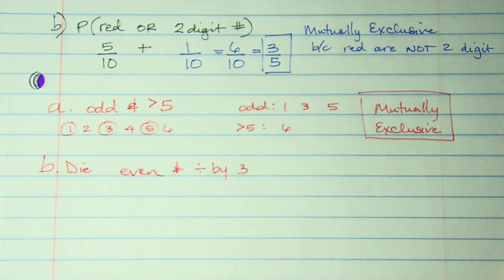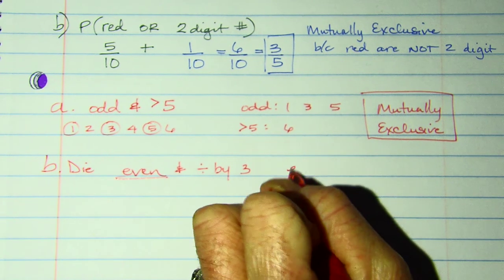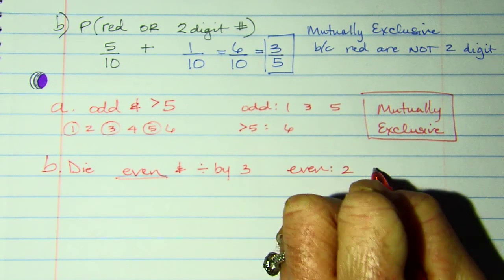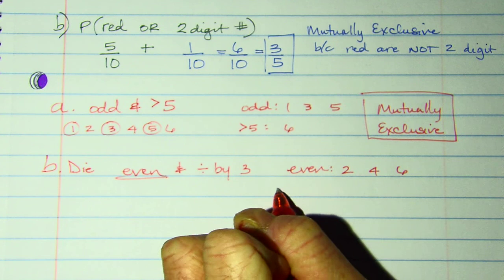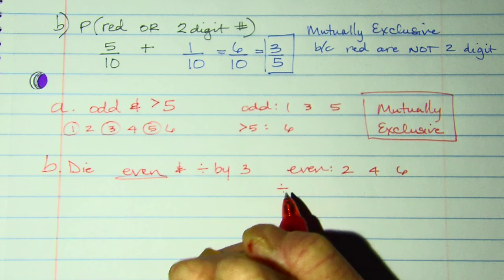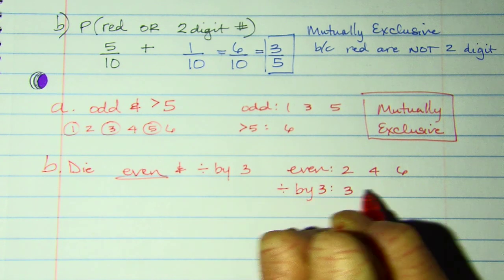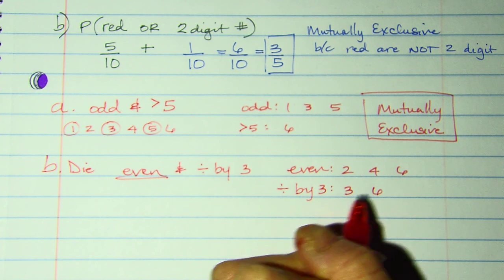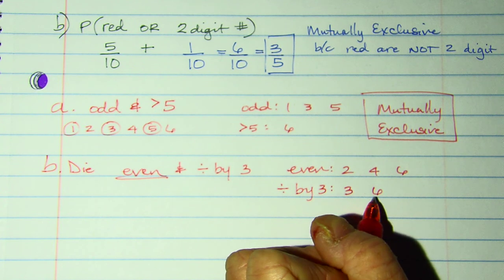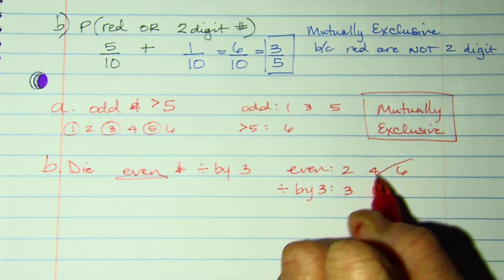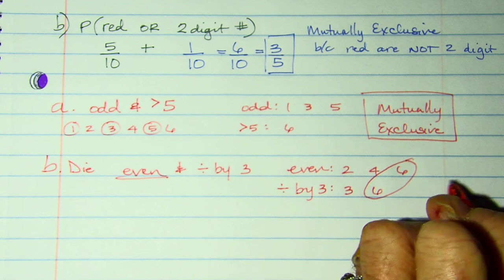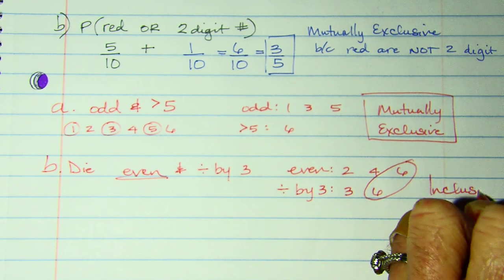Interesting. All right, so even. Let's list our even numbers. 2, 4, 6. And let's list numbers that are divisible by 3. Well, 3 and 6. 3 divided by 3 is 1. 6 divided by 3 is 2. Notice that I have a number that appears in both. So this would be inclusive.